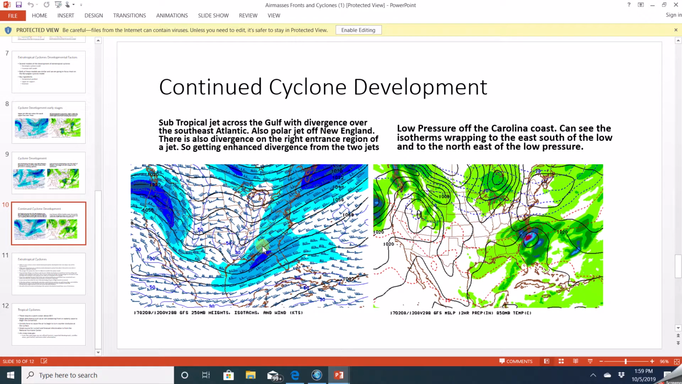Here's your jet stream coming out. Here's the low moving up. And here's another jet stream to the north. So actually, you might have two sets of divergence helping this to grow. So you've got to think about all these pieces being put together and what you're learning. And that's the way you look at these circulations.